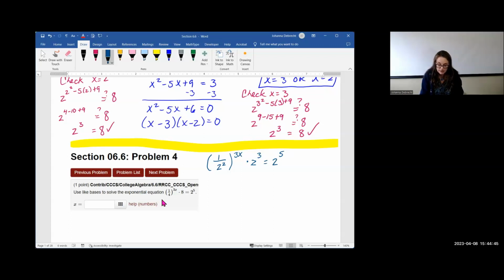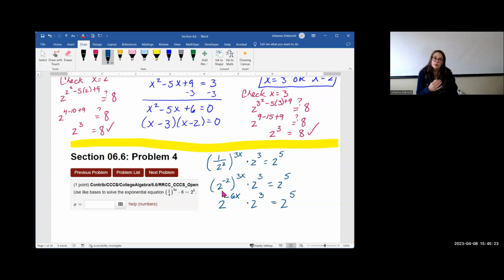Now, how can I rewrite this 1 over 2 squared so that it's just a power of 2 and not in a fraction? Well, it's in the denominator, but I'd like it to move to the numerator. So I changed the sign of the exponent from positive 2 to negative 2. Then I'm going to use the property of exponents that says when you have one base and 2 powers on the base, then you multiply the powers. So this gives me 2 to the negative 6x times 2 to the 3rd equals 2 to the 5th.